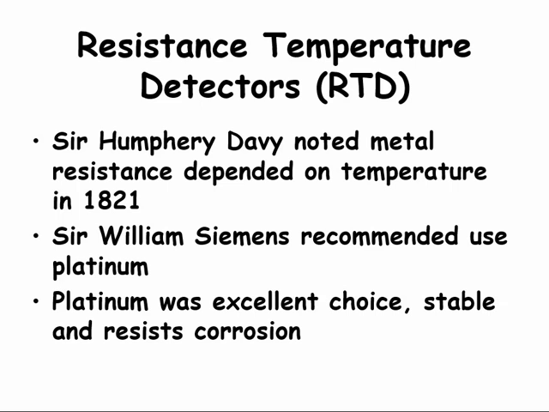The principle that metal resistance is dependent on temperature was discovered in the same year, 1821, that the thermocouple Seebeck effect was discovered. Early on, it was suggested that platinum would be a good metal to use. Platinum is good because it has a good temperature coefficient of resistance, and platinum is stable and resistant to corrosion. So it is a common metal used in RTDs. Copper and nickel are other common metals.